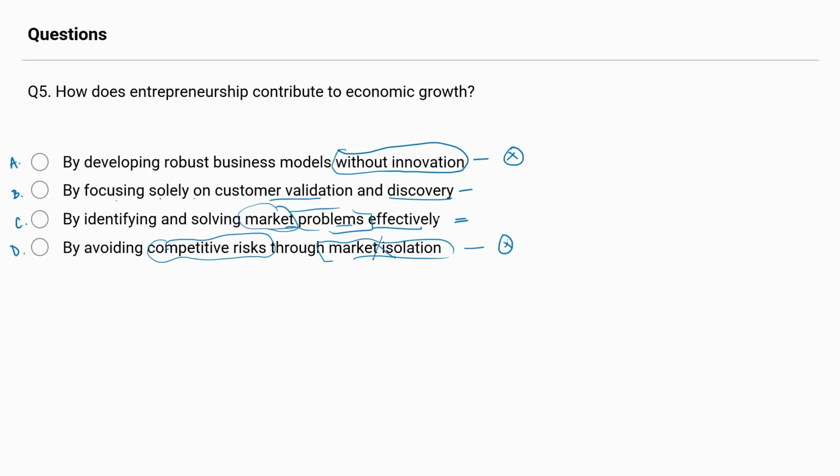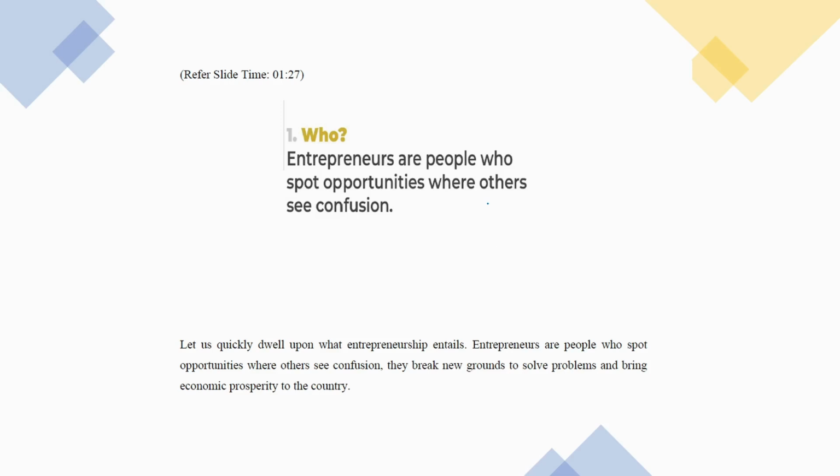But if you see, more closer are B and C. But from the inputs we are getting from the learners, C has got the majority, maybe more than 10 votes till now. Let's see the correct reference. Now, if you refer to the slide at this particular timestamp, entrepreneurs are the people who spot opportunities where others see confusion. These are the people who spot opportunities. They break new ground to solve problems and bring economic prosperity to the country.